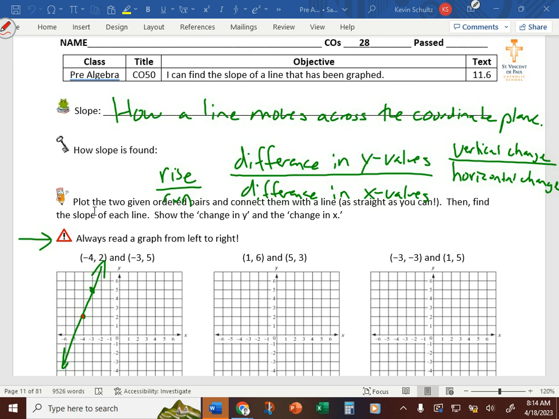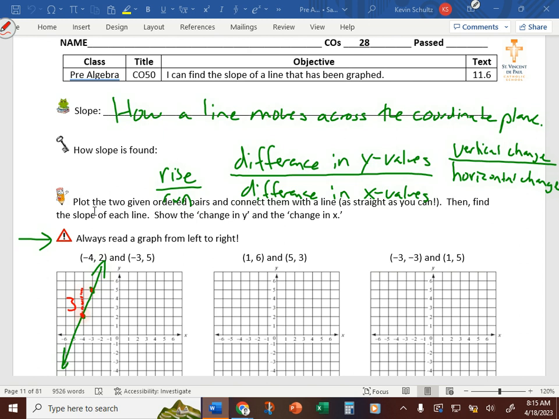And why do we start with the point on the left? Because you read a graph from left to right. What's the vertical change to get from our first point to our second one? First of all, are we going up the y-axis or down the y-axis? To get from our first point to our second point, are we going up or are we going down? We're going up. Okay, and how far? How far is that vertical change? 3. Right? You can just count. 1, 2, 3. So our vertical change is 3.